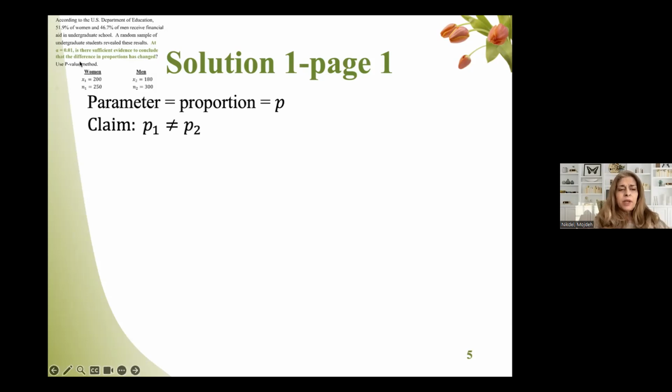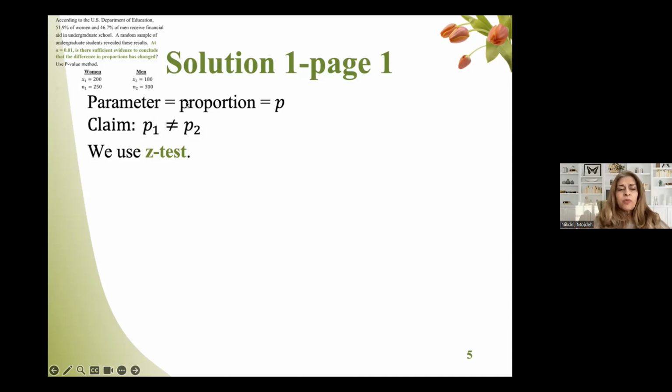What is the claim? Claim says that the difference in proportion, the proportions are different from each other. So population proportion of first group, P1, is not equal to proportion of the second group, P2, men. And then I ask you, write on the quiz and exam, I ask you to give me the data that I have given you. Just copy this data on the quiz and exam.